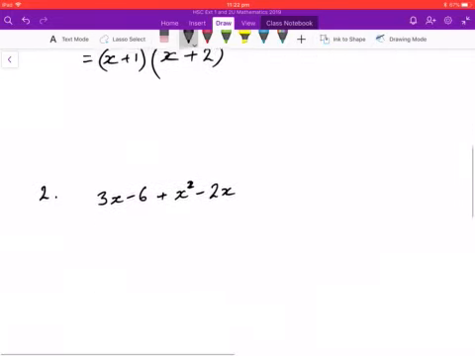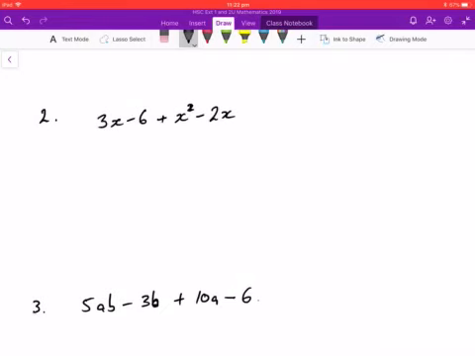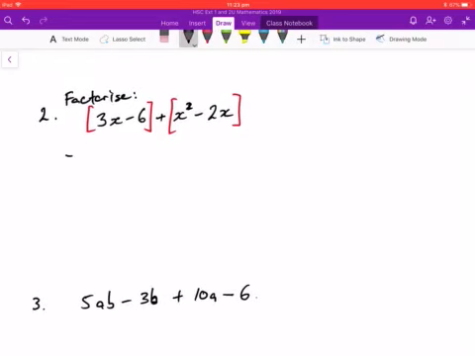Now, number 2, we have here 3x minus 6 plus x squared minus 2x. Now, we want to factorize this. We don't want to simplify. So I'm not going to collect like terms in this case. What I want to do is look at it, as the name suggests, in pairs. I want to look at the two sets and see what common factors there are, and then see what I can find about it. So the first two, 3x minus 6, there's a common factor of 3. Bracket, I'm left with x minus 2.